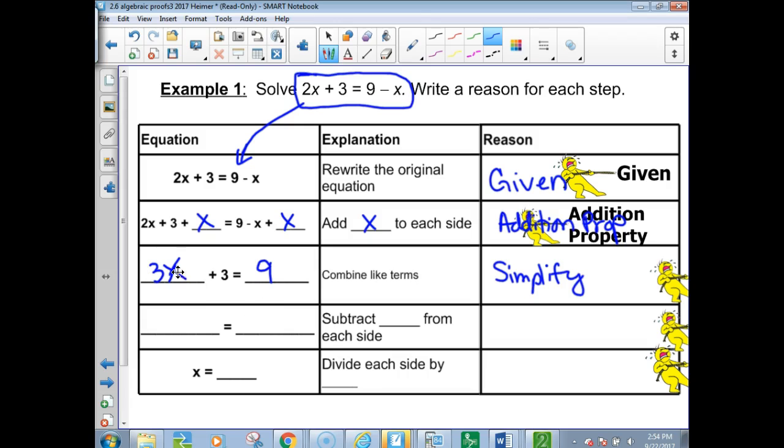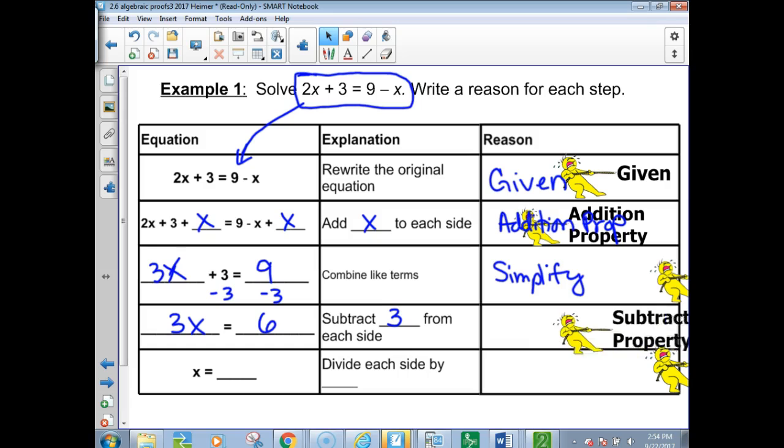The next step, what will we do now? We'd want to get rid of this. Yeah, so we're going to subtract 3 from each side. And that would result in, and I'll let you do it right here. Yeah, we'd have 3x equals 6. And what did we do? We subtracted. So that's just the subtraction property of equality. So you write subtraction property in the blank.